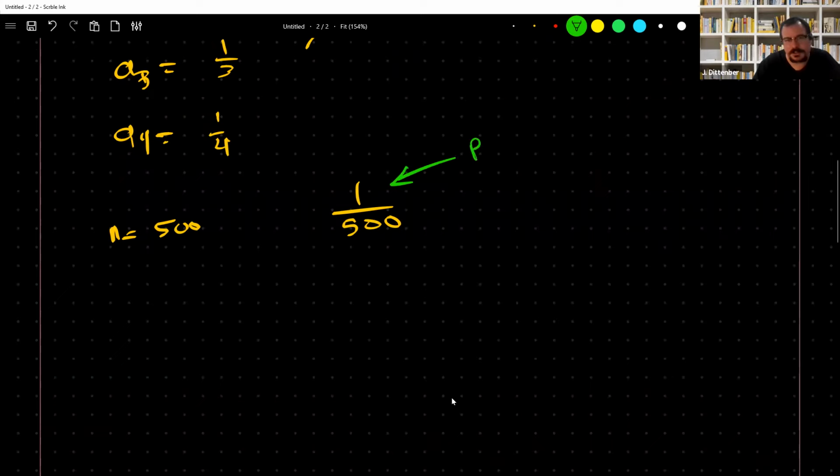Say I have one pizza, and I know how to spell pizza, I just wrote two A's for some reason. If I have one pizza and have 500 friends, we're not going to get very much pizza, okay? So we're going to split it into very, very small pieces. So 1 over 500 is an incredibly small number, right?